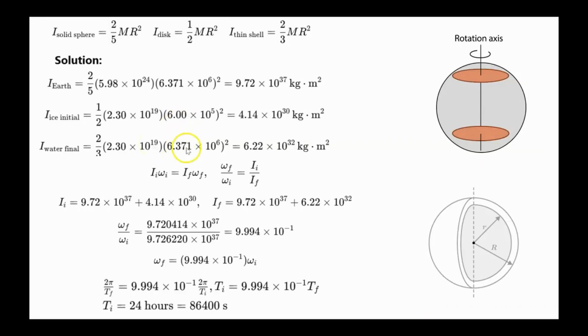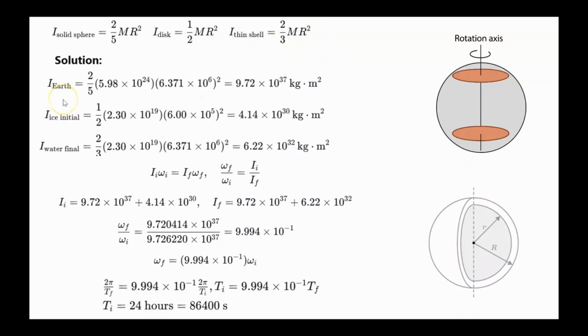To solve this problem, we use conservation of angular momentum. Angular momentum initial equals angular momentum final. And remember, angular momentum is equal to I, moment of inertia, times omega. The moment of inertia of a solid sphere is 2/5 mr squared. The moment of inertia of a disk is 1/2 mr squared. And the moment of inertia of a thin shell is 2/3 mr squared.